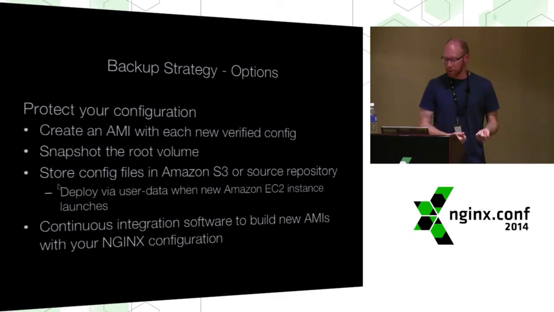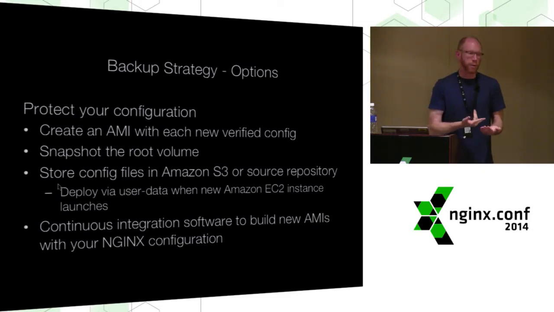You can create a machine image with each of your new verified configurations. So if you deploy a configuration to production, this is good. You can create an Amazon machine image and really just say that that's my new golden image. Anytime I launch a new Nginx instance, this is what I'm going to use. You could also create a snapshot of the root volume.